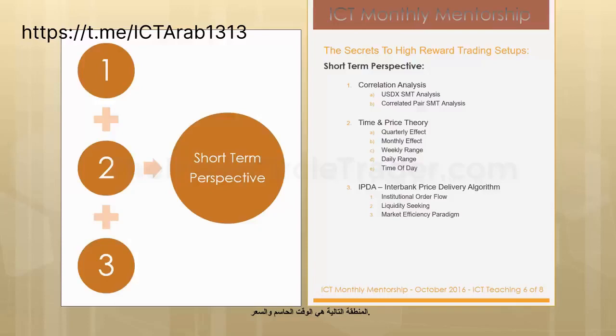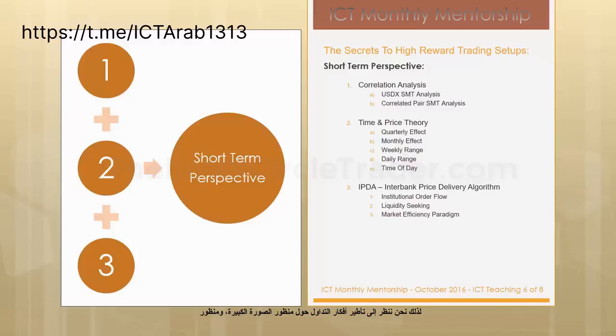The next area is crucial, time and price. You have to have something from the time and price theory to indicate where you're at relative to the short-term perspective. Now you're probably thinking, okay, well, how is a quarterly effect and a monthly effect or a weekly range a short-term perspective? Because short-term is what you're actually going to execute on. It doesn't mean this is your 5-minute or 15-minute setup. It's just your short-term perspective.